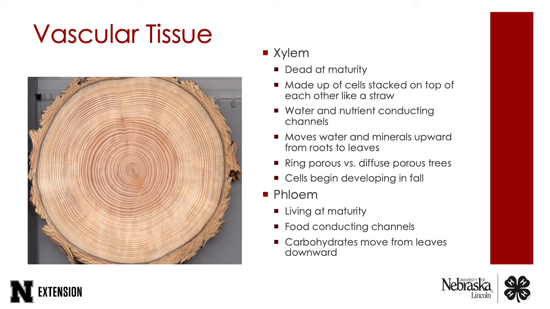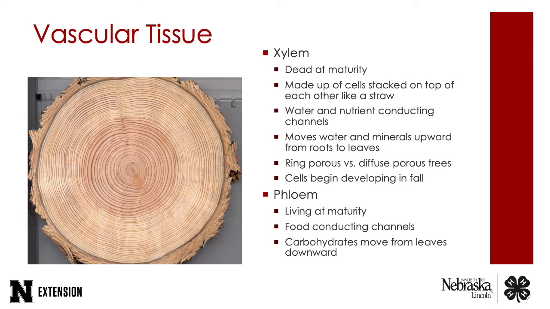In some trees, we look at the differentiation between the size of the xylem cells that are put down by the tree throughout the year. And so we can categorize some trees as ring porous versus diffuse porous. We don't really need to go into a lot of detail with that in this presentation, but that is another classification of trees. So the cells of the xylem begin developing in the fall, and then they continue their development in the spring as the tree resumes growth.